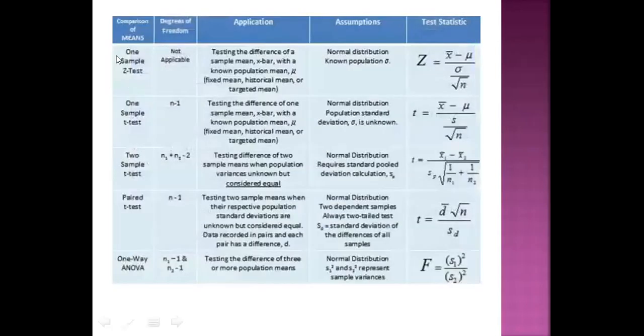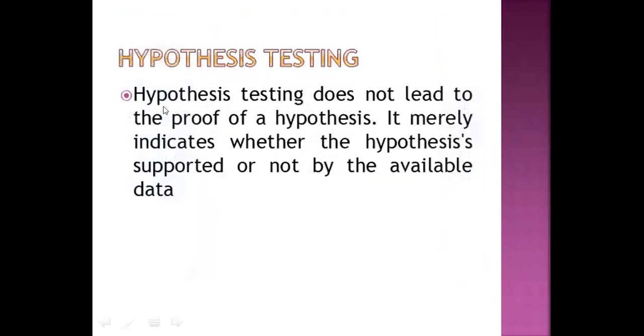This is the formula given for the one sample Z-test with normal distribution, x bar minus mu, and this is the one sample T-test. The normal distribution standard deviation is known, and this is the formula of the one sample T-test. The two sample t-test is for two means, and its formula is x1 bar minus x2 bar, followed by the paired t-test formula and the one-way ANOVA formula. Therefore, hypothesis testing does not lead to proof of a hypothesis. It merely indicates whether the hypothesis is supported or not by the available data.